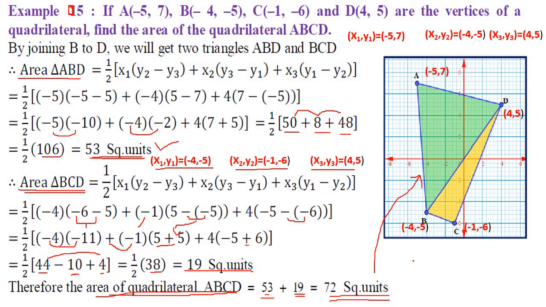So this is how we can find the area of any quadrilateral by joining the diagonal and making the quadrilateral into two triangles. We can find the areas of the two triangles separately, and by adding them we get the total area of the quadrilateral. Next problem.